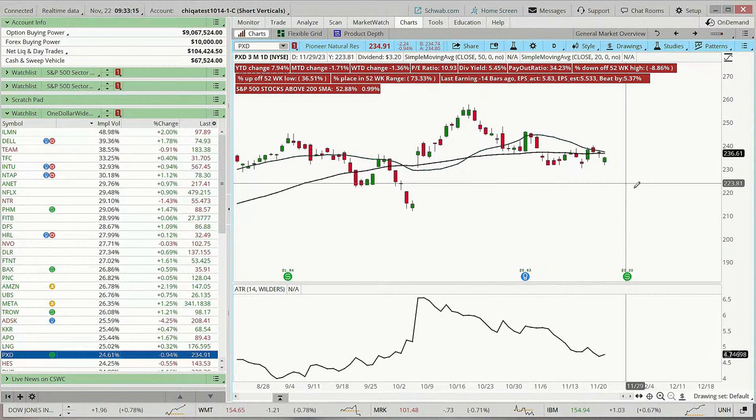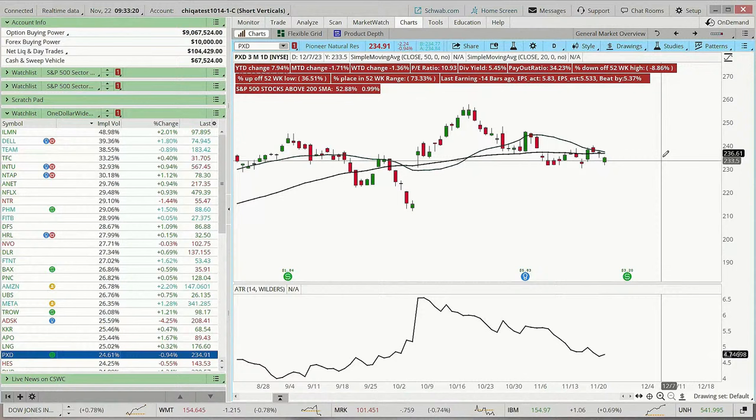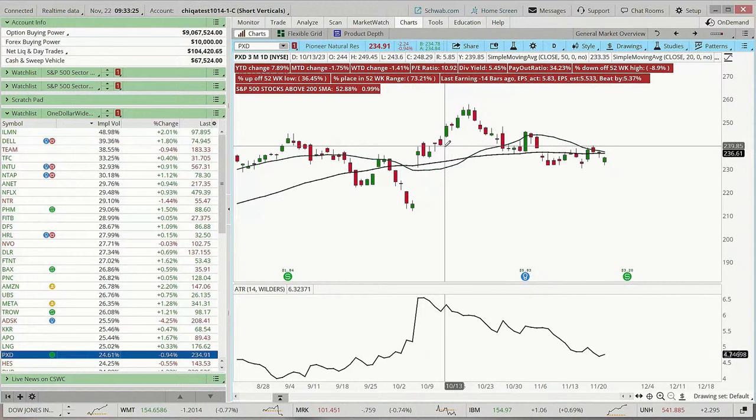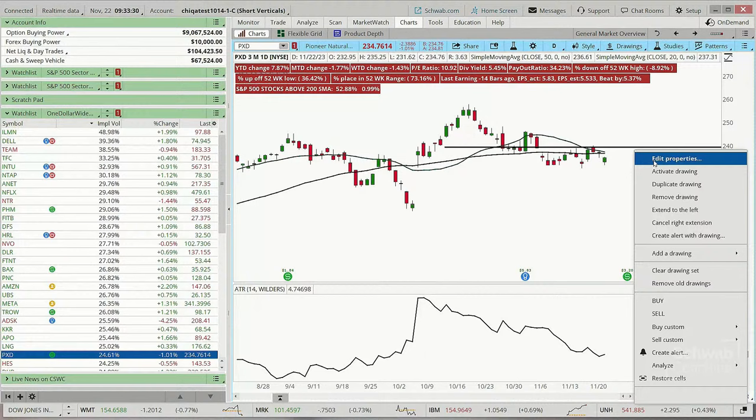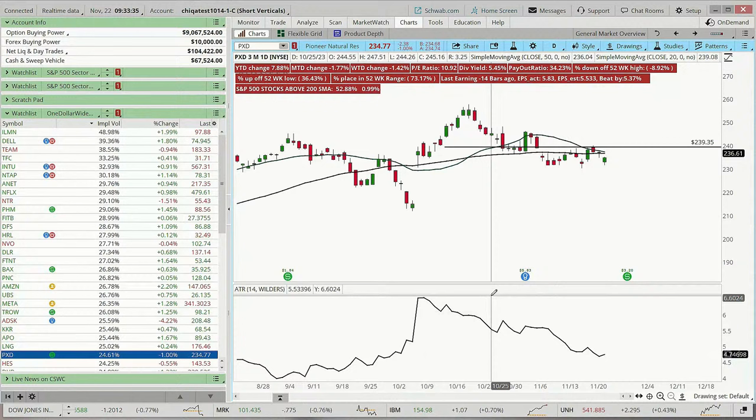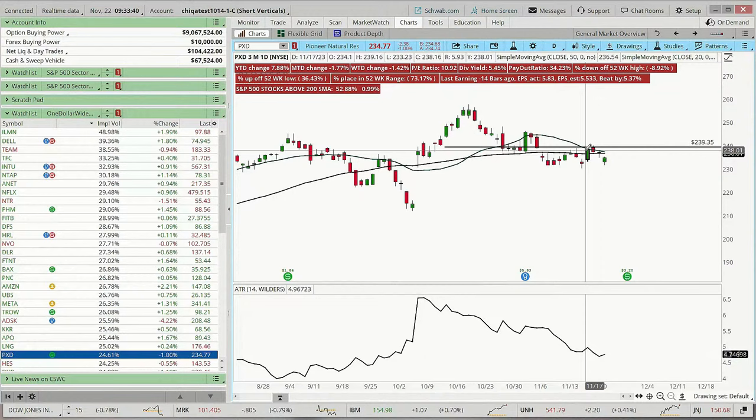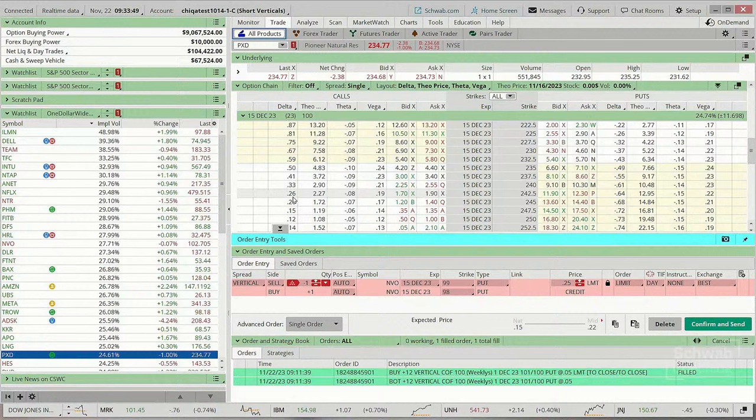Pioneer Natural Resources. Where's our resistance level? Our resistance level is right here. Okay, so can we do, let's come over here and show this over to the right here. Can we do a short call vertical at, let's just say, 240 or higher in relationship to what's going on right here, on this one right here? So come over here to the trade page for PXD. And 23, oof, these are $2.50 wide strike prices. I kind of like it.